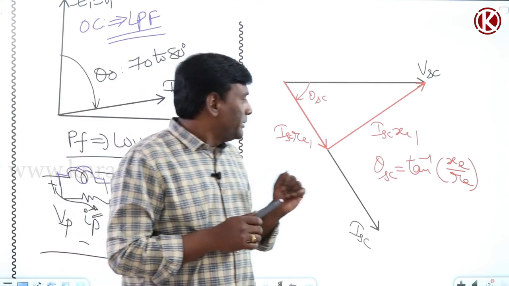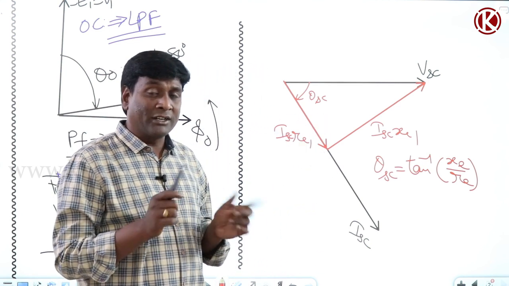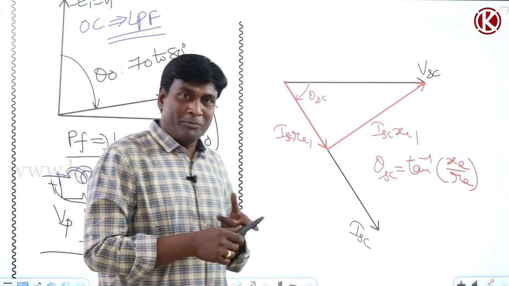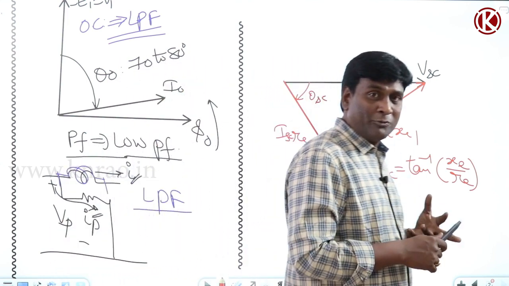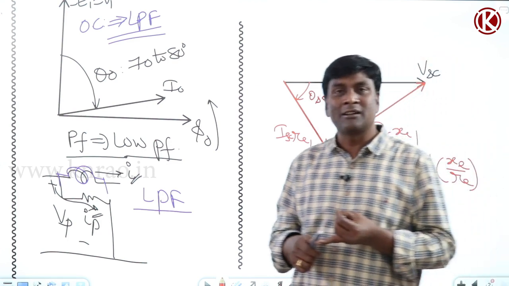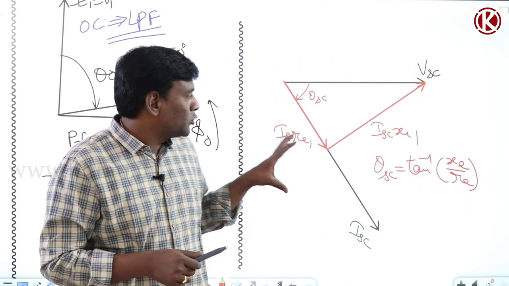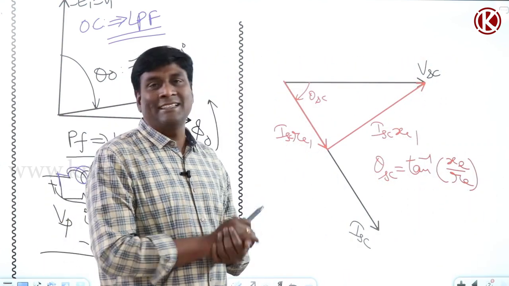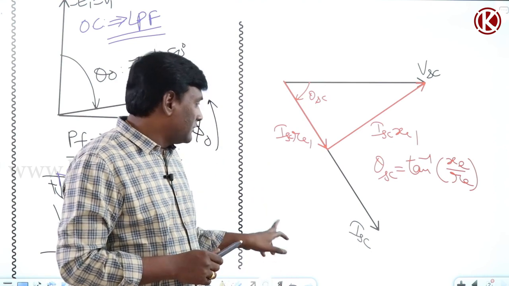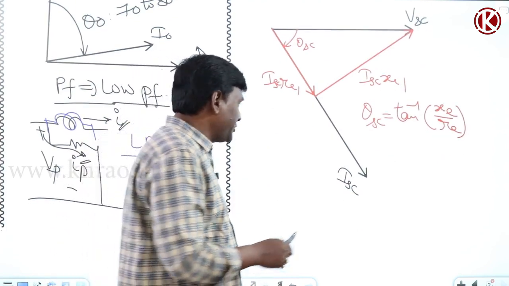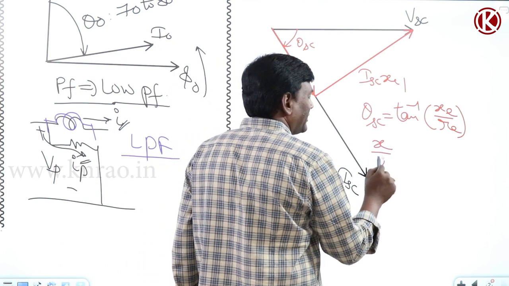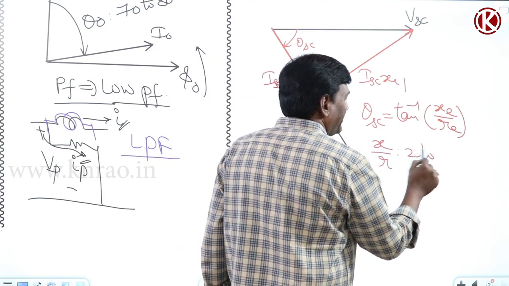Now basically, in order to use whether it is an LPF power factor meter, an HPF power factor meter or a UPF power factor meter, we have to know this theta SC value. Already we know that the X by R ratio of a transformer should vary between 2 to 6.